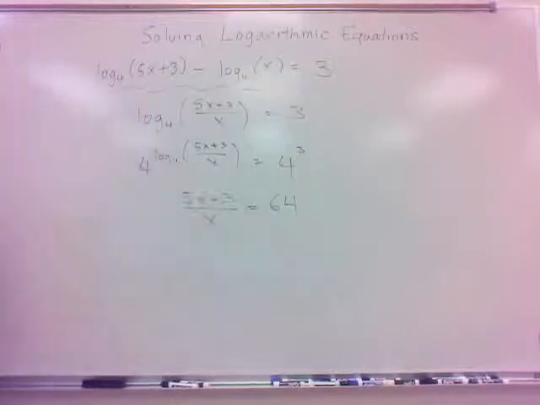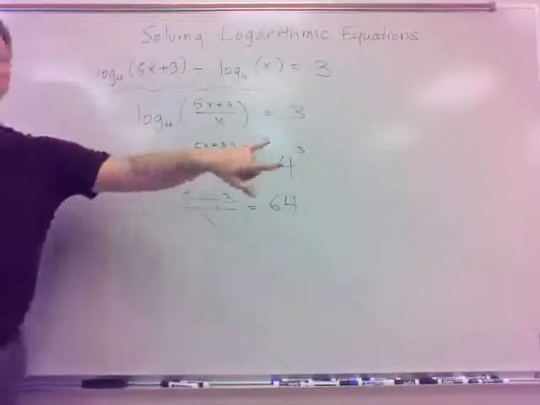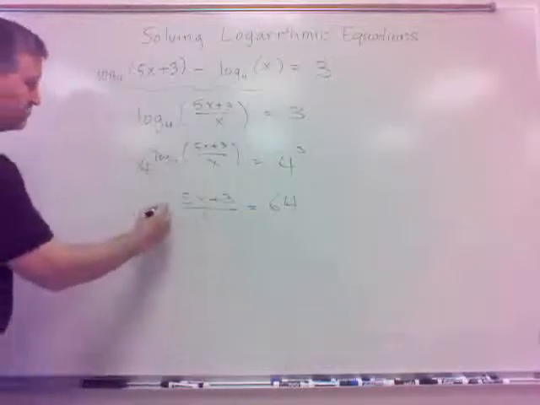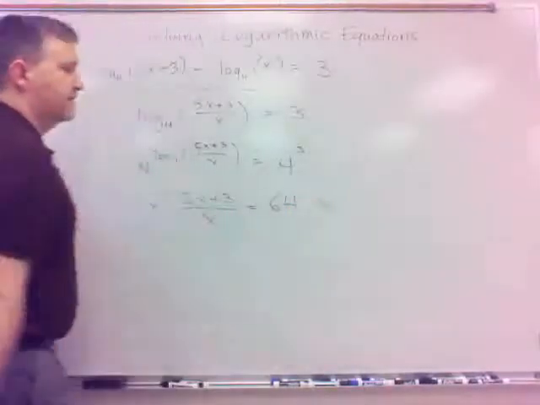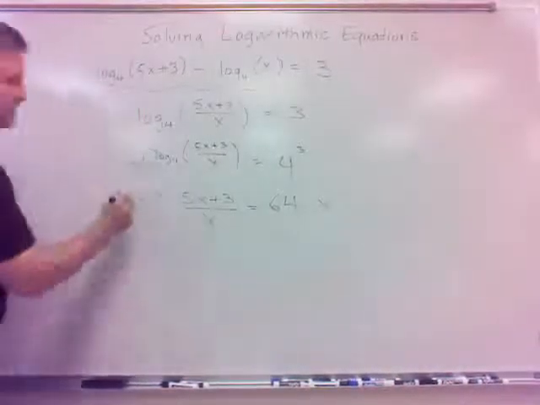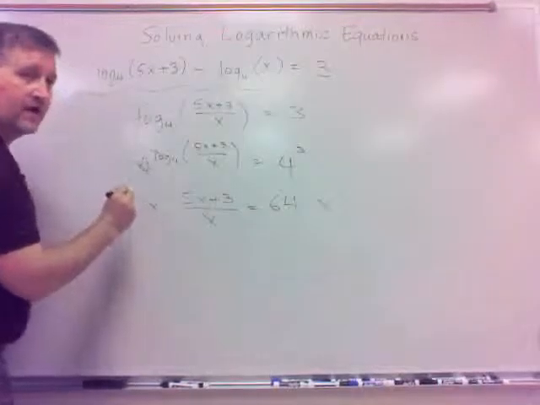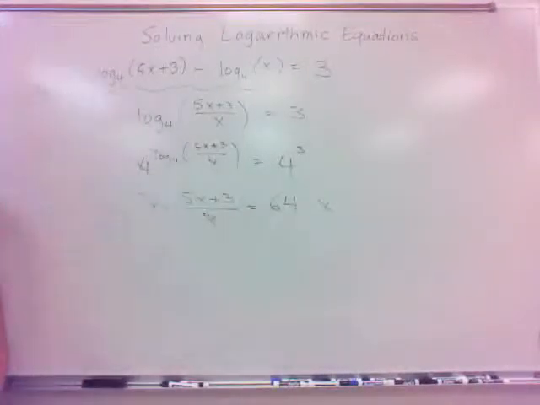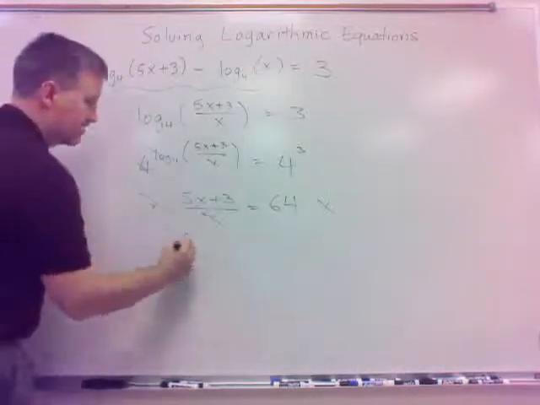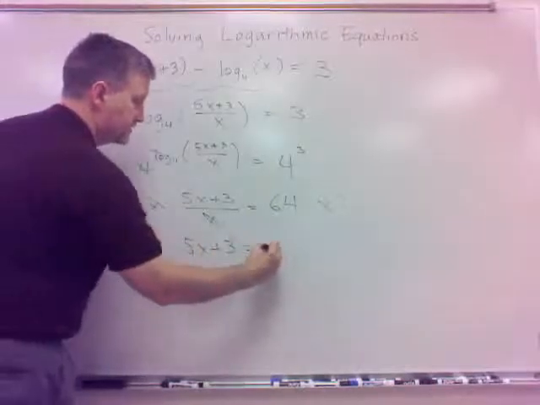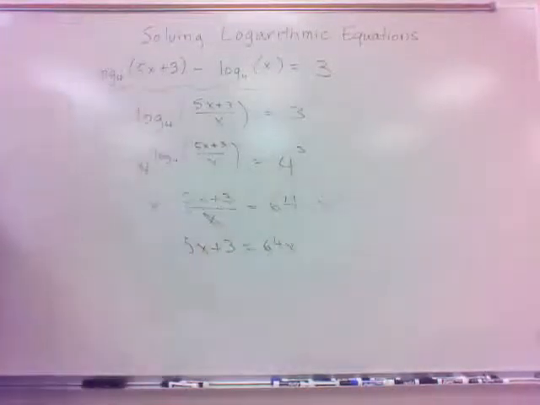basically I need to get rid of it being a fractional equation, and I would do that by multiplying both sides by x. Take this side by x, so do the same thing on that side, multiply by x, and then why would I do that? The x's cancel out. So I just have 5x plus 3 here equals 64x on the right.